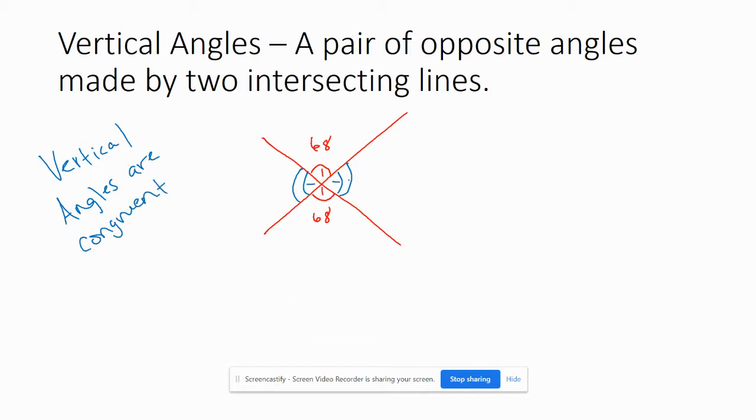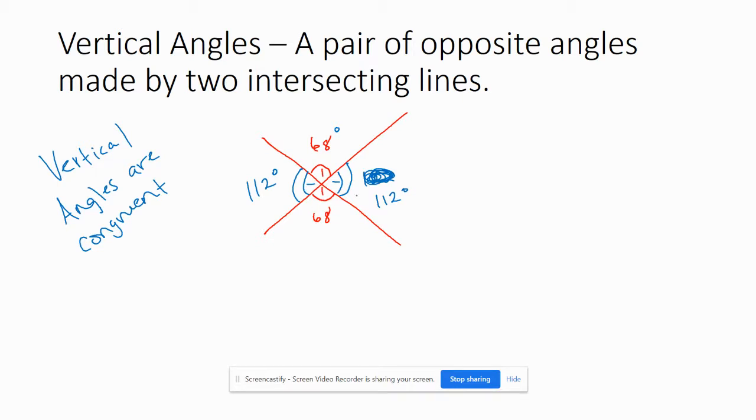Okay, now also notice we have two supplementary angles here. So if this one is 68, this one has to be what, 122? No, I'm sorry, 112. Let me do my math correctly. 112, that would equal 180, right? 112 plus 68. This one has to also be 112, right?